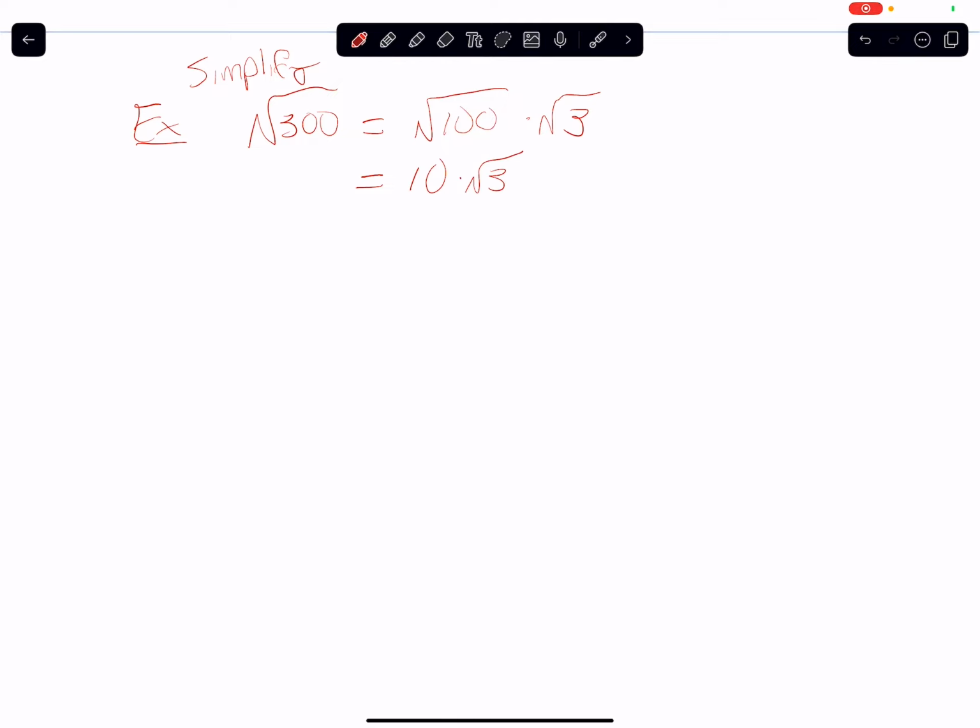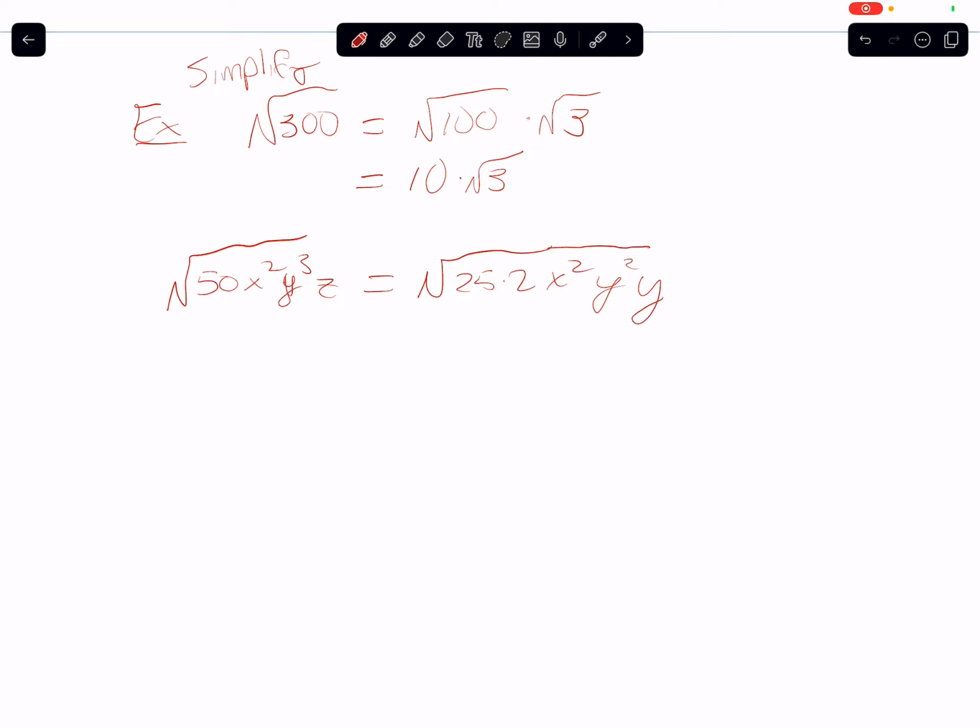Okay, let's do a little more complicated example. What if we have the square root of 50 x squared y cubed times z? Do we have any perfect squares in this expression? Well, we have 25 times 2. That is one way we can break this down. X squared is a perfect square. Y cubed can be written as y squared times y, and then z. And we can separate these into separate radical expressions.